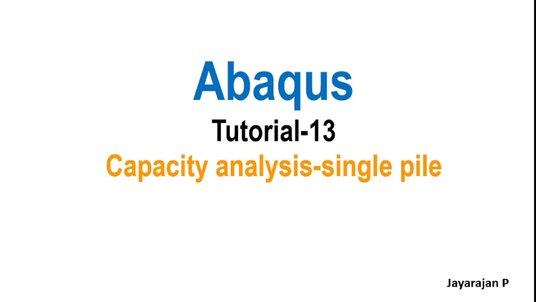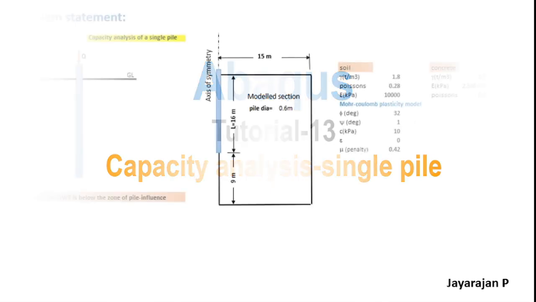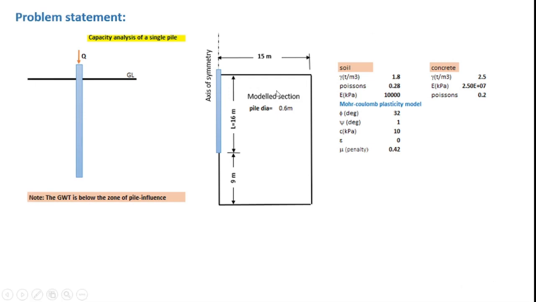Myself Jarajan P. This is tutorial number 13 and provides the geotechnical capacity analysis of a single pipe. So let us first go through the problem statement. As shown in the figure, we shall consider a soil domain of radius 15 meters and height 25 meters for the capacity analysis. The pipe that will be investigated is 60 meters long and has a diameter of 0.6 meters.